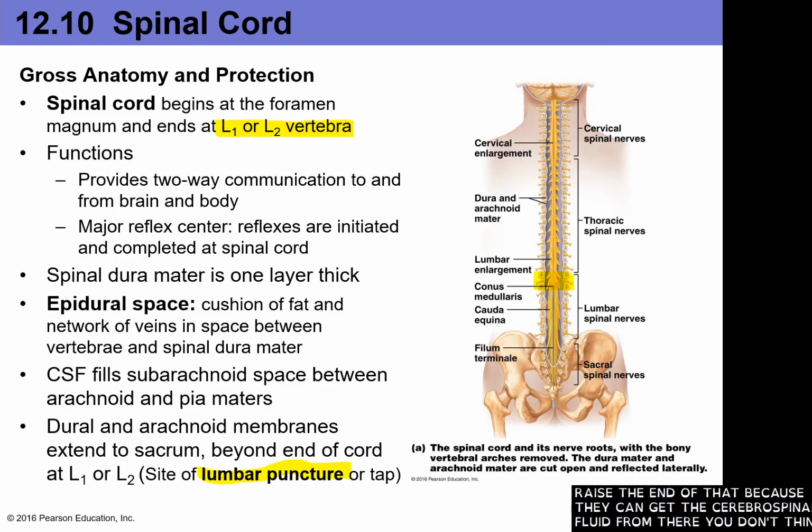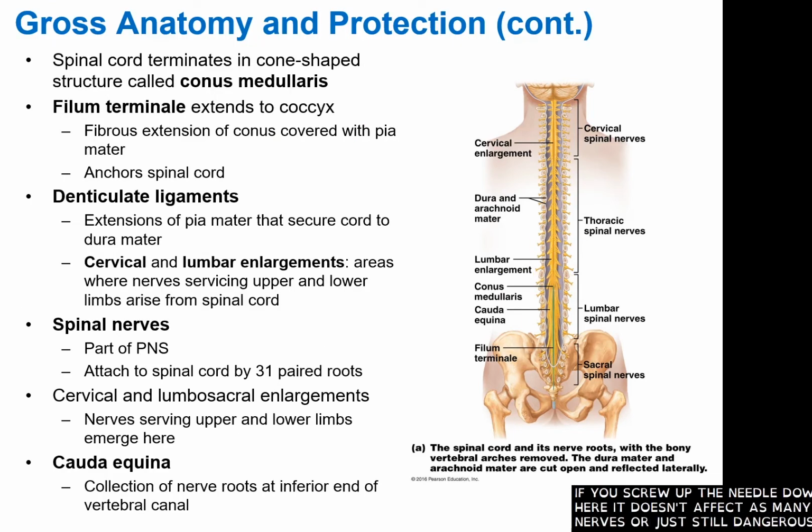You don't want to take the cerebral spinal fluid from the brain if doing a spinal tap, because you could cause some really, really severe damage if you screw up the needle when in the brain. Whereas if you screw up the needle down here, it doesn't affect as many nerves, but it's still dangerous. So then looking at the different layers here, there's a cervical enlargement in the neck region.